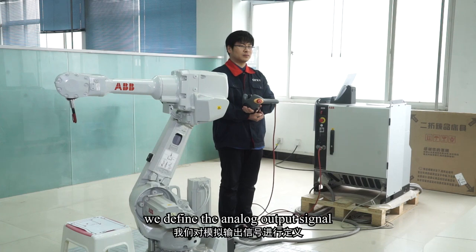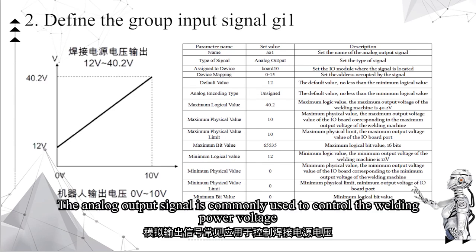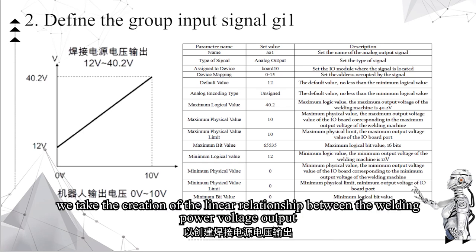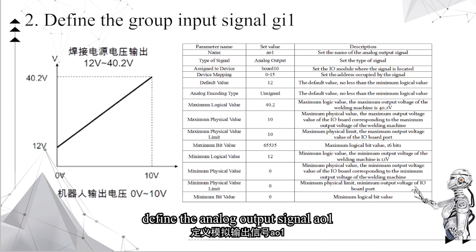Next, we define the analog output signal. The analog output signal is commonly used to control the welding power voltage. Here, we take the creation of a linear relationship between the welding power voltage output and the robot output voltage as an example. Define the analog output signal AO1.